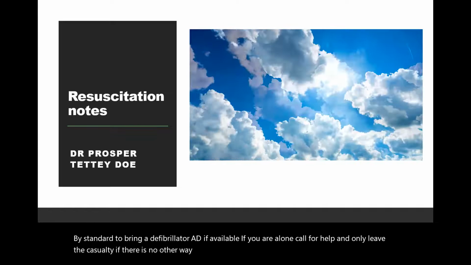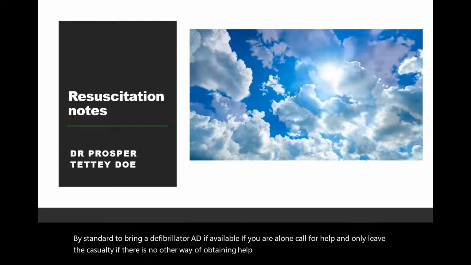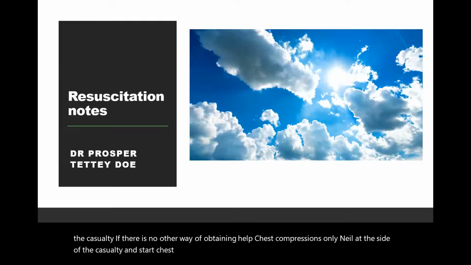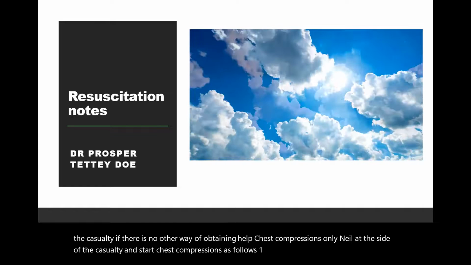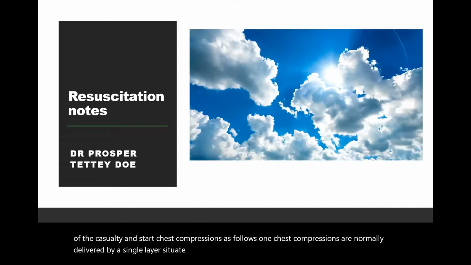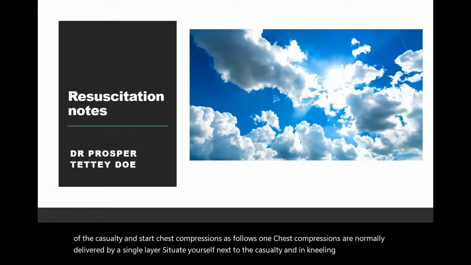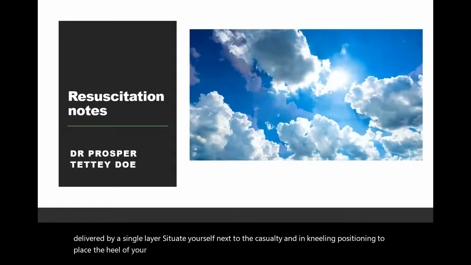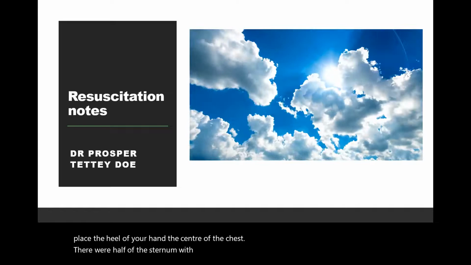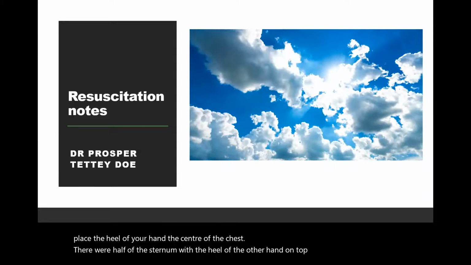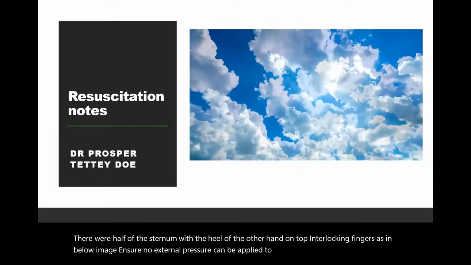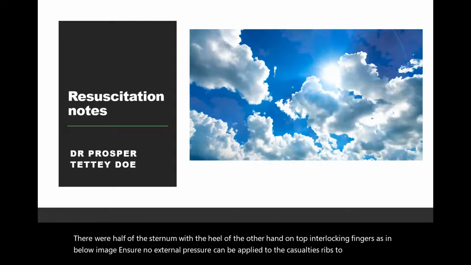Chest compressions only. Kneel at the side of the casualty and start chest compressions as follows. 1. Chest compressions are normally delivered by a single rescuer. Situate yourself next to the casualty in a kneeling position. 2. Place the heel of your hand in the center of the chest, the lower half of the sternum, with the heel of the other hand on top, interlocking fingers as in the image below. Ensure no external pressure is applied to the casualty's ribs, to avoid risk of puncture to the lung or rib fracture.